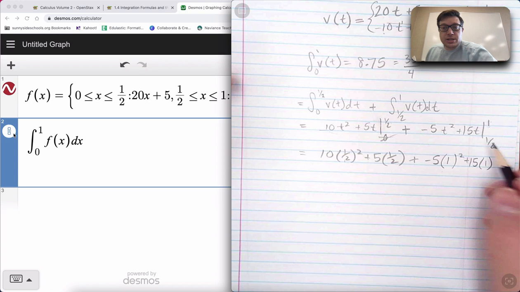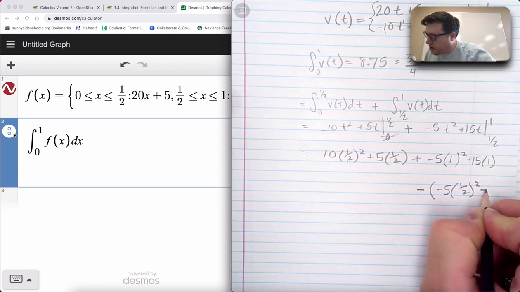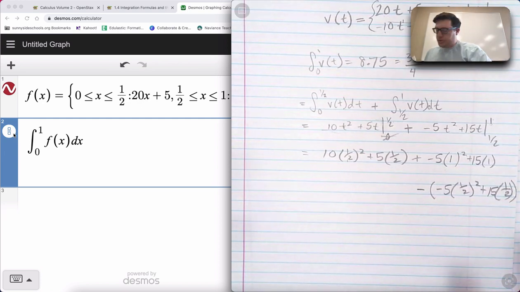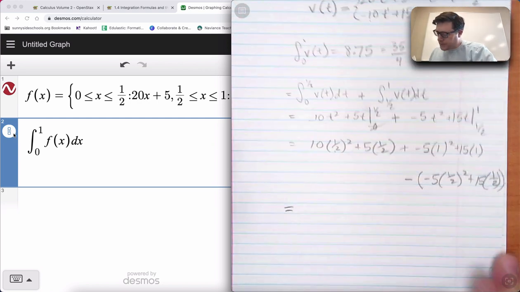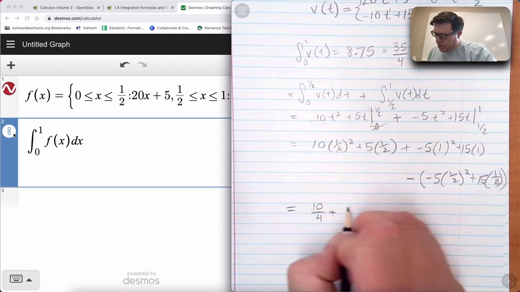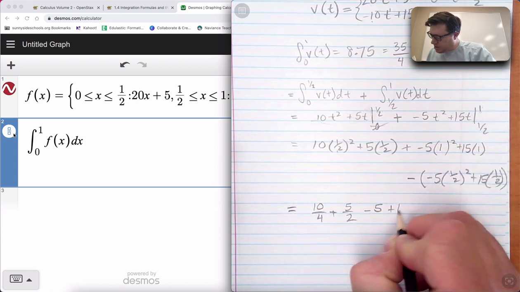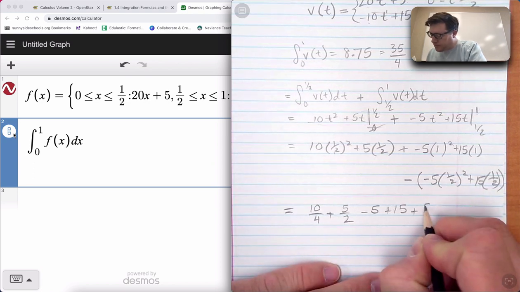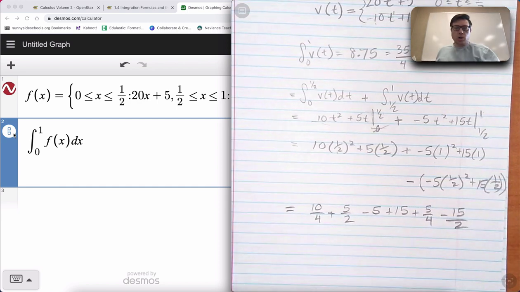So we're going to subtract away minus negative 5 times 1/2 squared plus 15 times 1/2. Put enough parentheses in there, make sure it's all closed. A little rewrite would be helpful here too. I'm trying to do this without a calculator for as long as possible. So 10 over 4 plus 5 over 2 minus 5 plus 15 plus 5 over 4 minus 15 over 2.